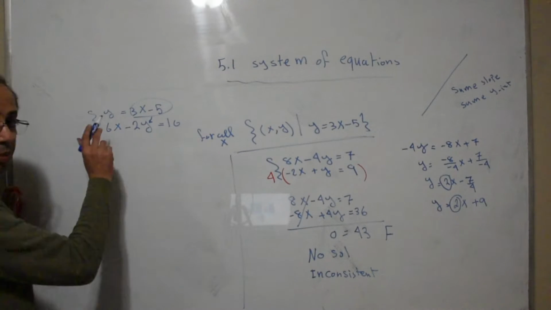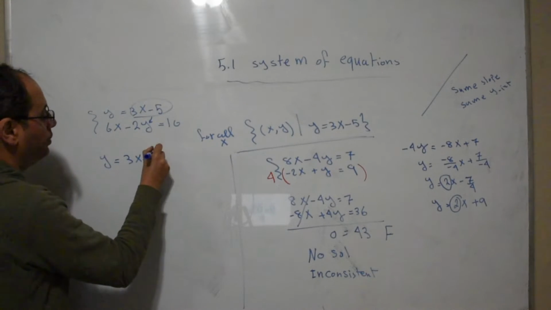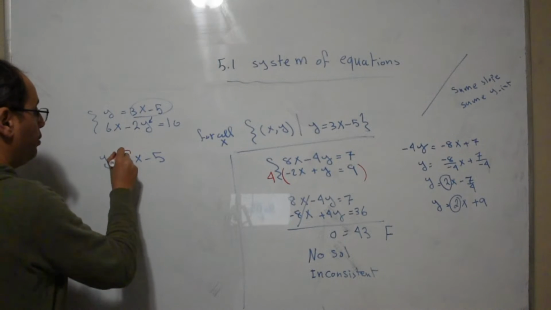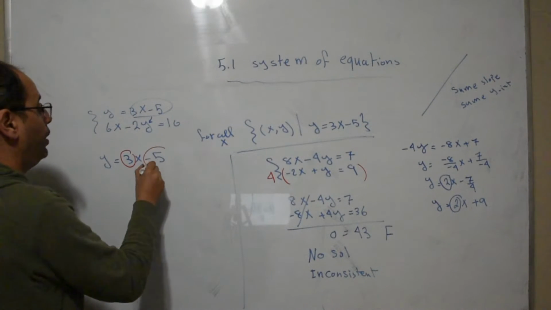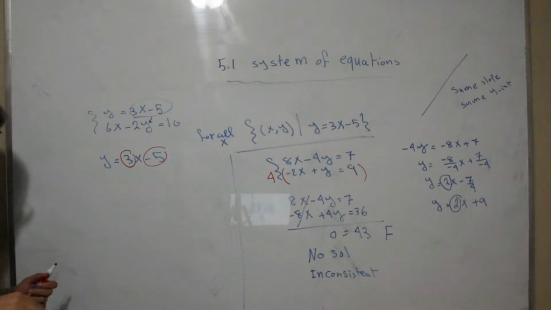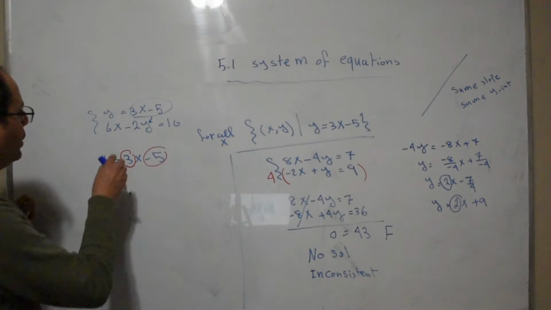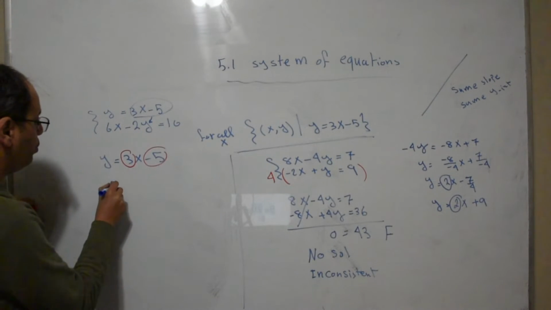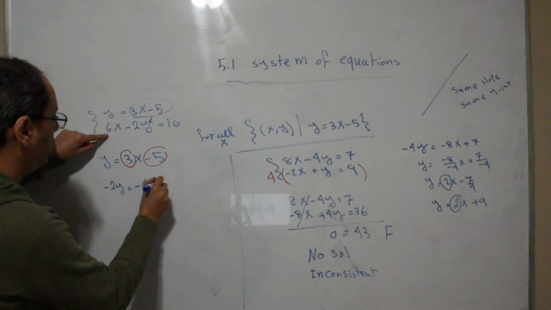The first equation is beautiful. It's already in the form. And I got that the slope is 3, and the y-intercept is negative 5. So I should get the same answer in the second one. Well, let's try that. Here, I'm going to subtract 6x from both sides, so I have negative 2y equals negative 6x plus 10.